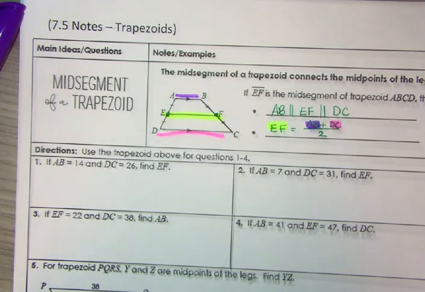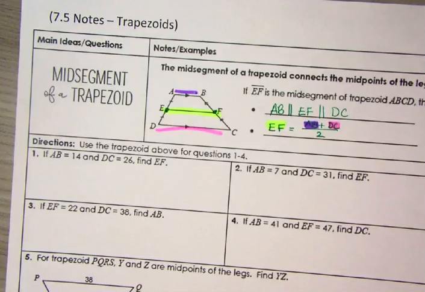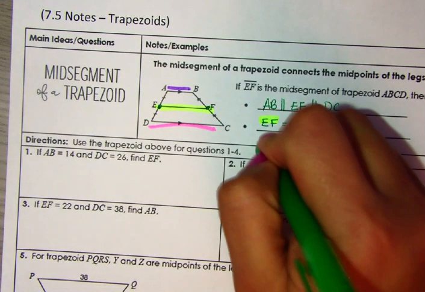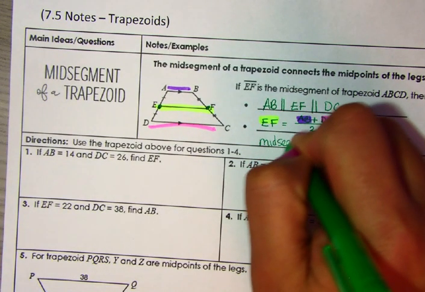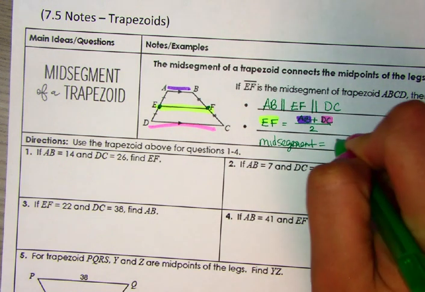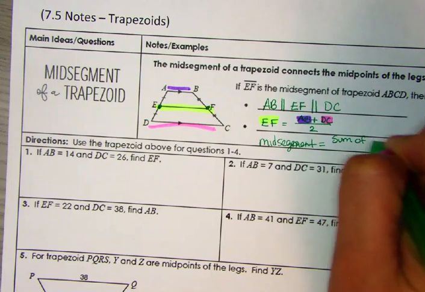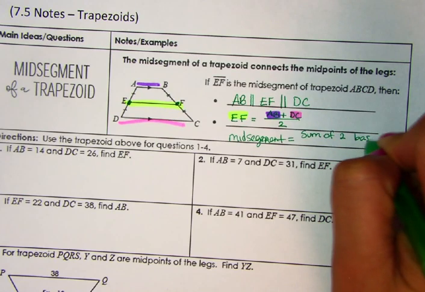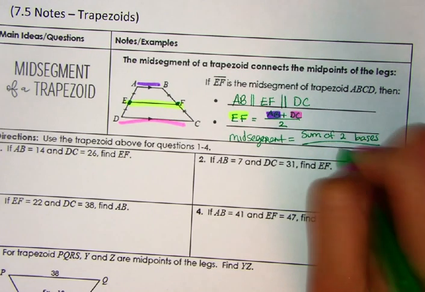So we're going to be following this formula, and just to write it down, what it means is mid segment equals the sum of two bases divided by 2.